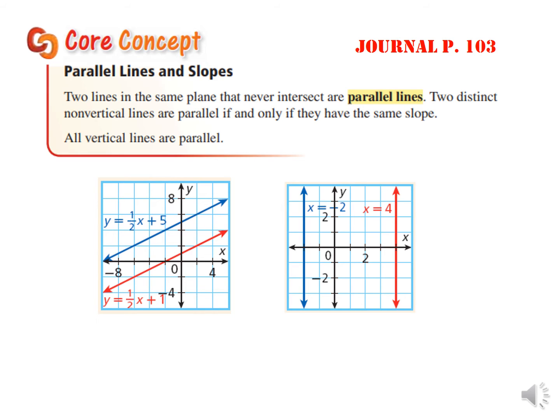All vertical lines are parallel. Okay? So all vertical lines. So I could draw a line here or here. They would all be parallel. The same is true of horizontal lines. I don't know why they didn't include that, but all horizontal lines are parallel to each other. These two are parallel. Notice they have the same slope.